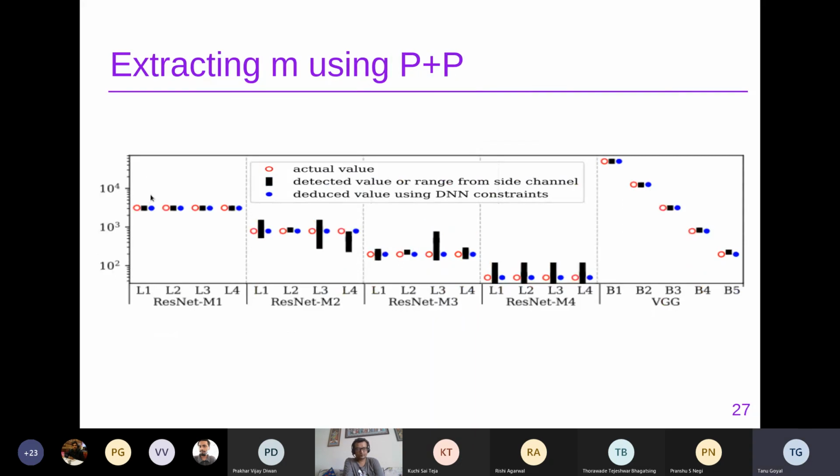Similarly, for prime and probe, since there is noise associated with it, the detected values will be bigger compared to flush and reload, which doesn't have much noise.